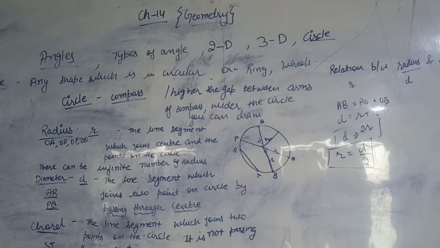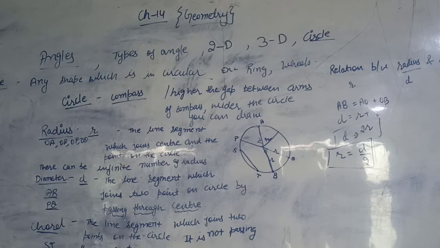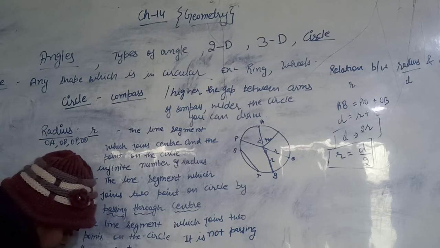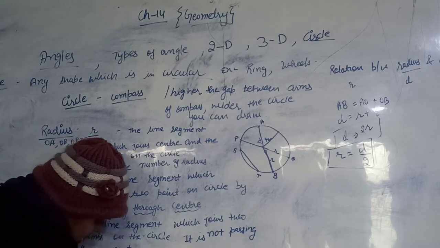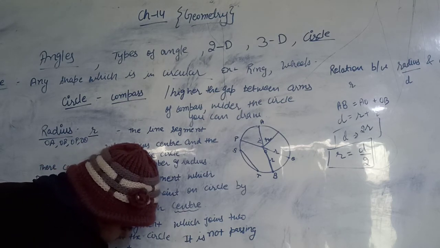Next that comes in the same, that is arc. What is arc? All this we are discussing about circle, and this is a very important topic. What is arc? Arc is the part of a circumference.